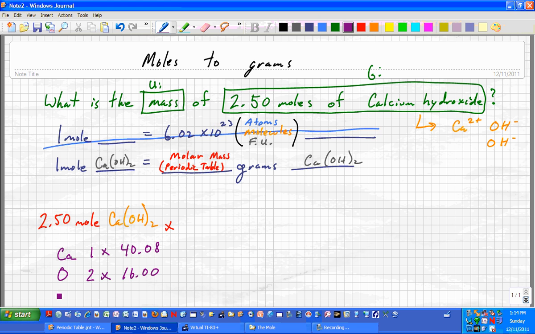And then last but not least, hydrogen. And I've got 2 of those because 2 times 1 gives me 2. 2 times 1.008. Again, everything except hydrogen is going to be to 2 decimal places. For hydrogen, I'm just always going to use 1.008. So I've got 40.08.